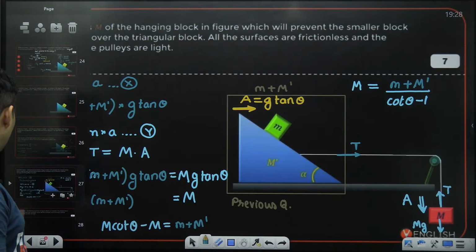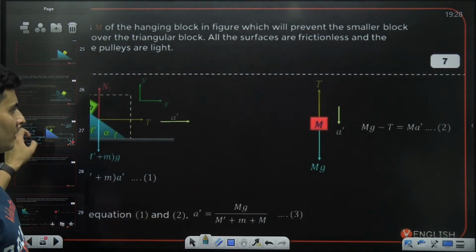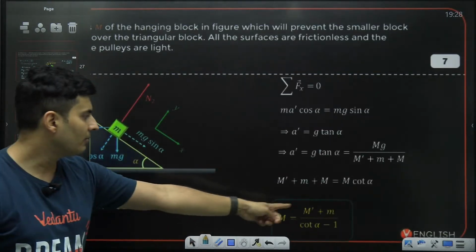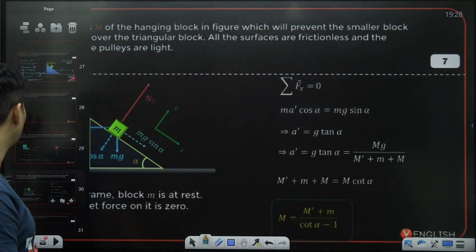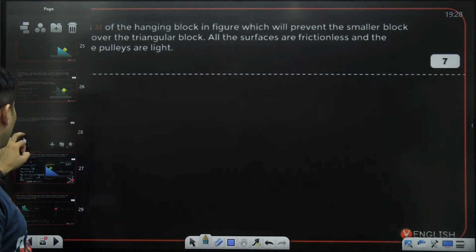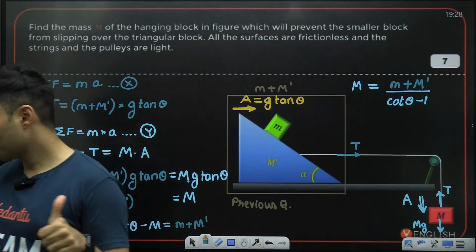Yeah, that would be the answer to this particular question. It is almost the same thing, whatever we have done. Say this, m plus m prime cot theta minus 1. Okay, got it, my dear students? Everybody with me? Understood? Clear? Shall we go ahead?